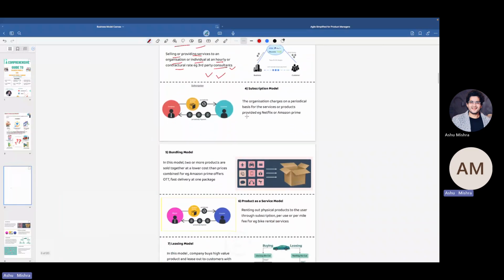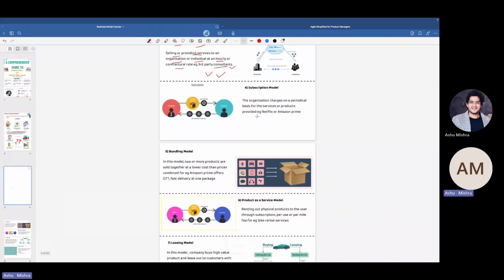Now, the fourth model is what we have heard many times, guys, which is the subscription model. Now, what is the subscription model? Here, the organization is charging a periodical fee for the service or products they are providing. For example, Netflix or Amazon Prime.